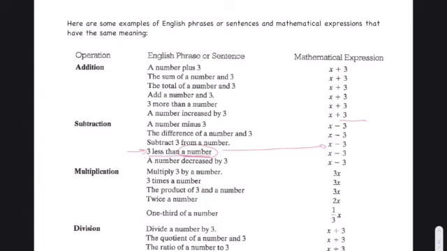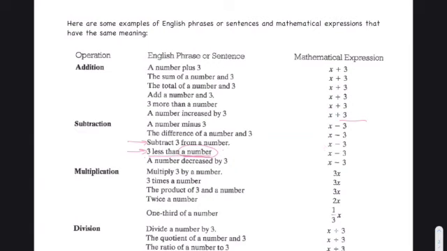3 subtracted from a number, you are okay. The difference of a number and 3 is okay. A number decreased from 3, you are okay. Make sure this one: subtract from a number, or subtract 3 from 2, then it's 2 minus 3. So please make sure that you get those straight.